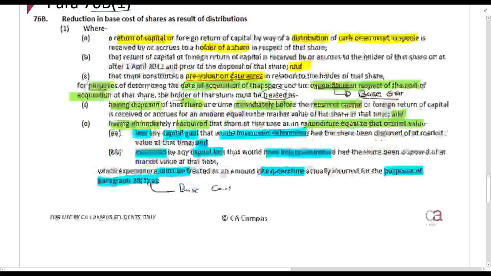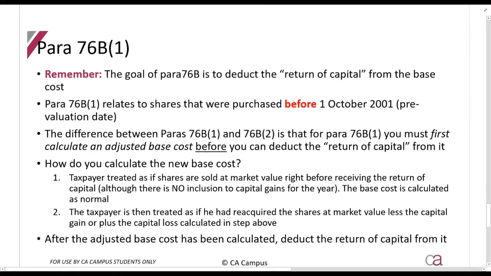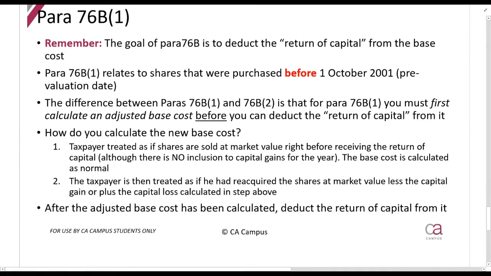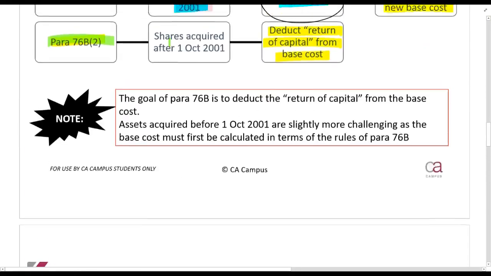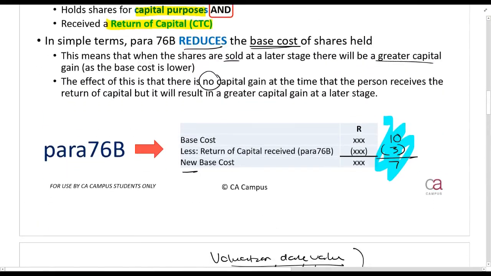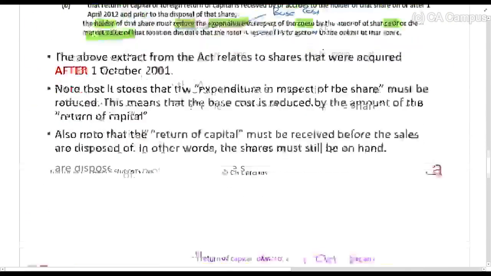Okay. So, we're still talking about it. What is the goal of paragraph 76b, guys? The goal of paragraph 76b is to do this calculation where you say base cost less return of capital. So what we're looking at now is how do we determine that base cost first, that first amount there. How do we determine that first? And that's what we looked at now.